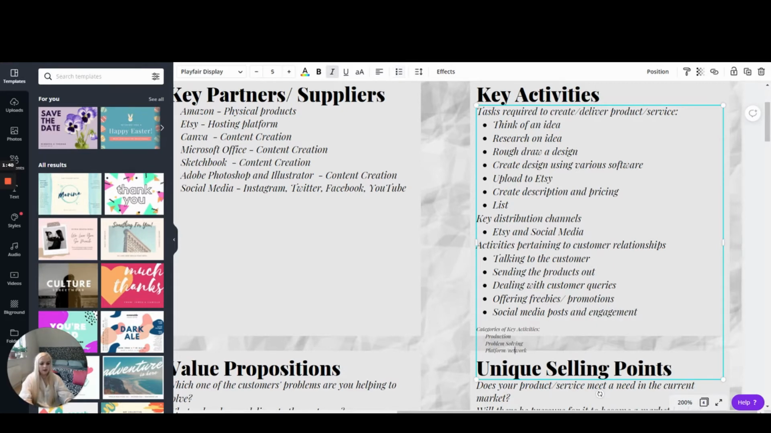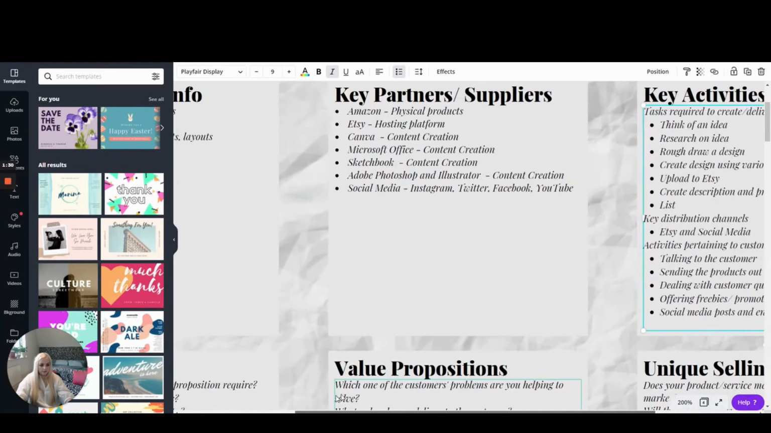That's all I can think of for now. Again, this doesn't have to be perfect. It's just helpful to give you a really good idea of what this is going to be. Right, let's move on to the next section.